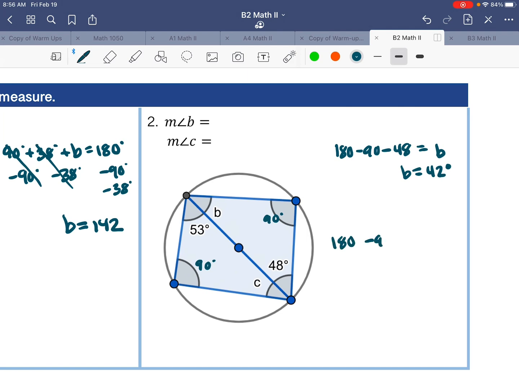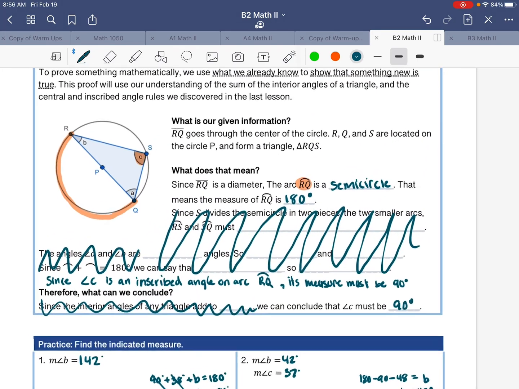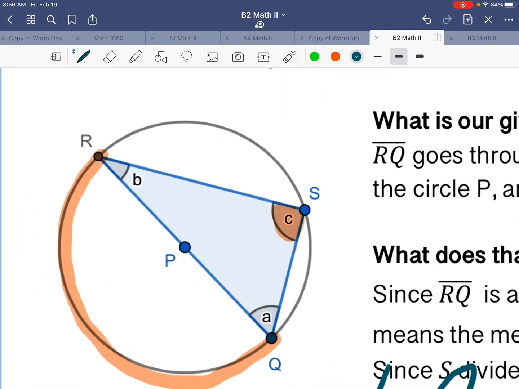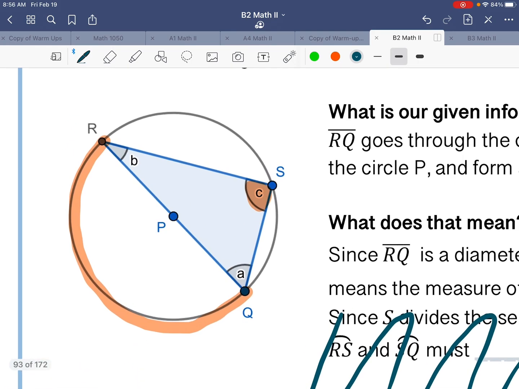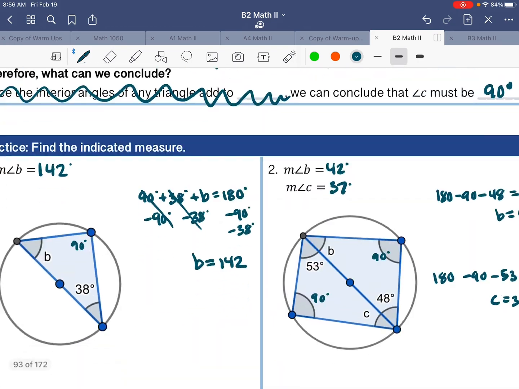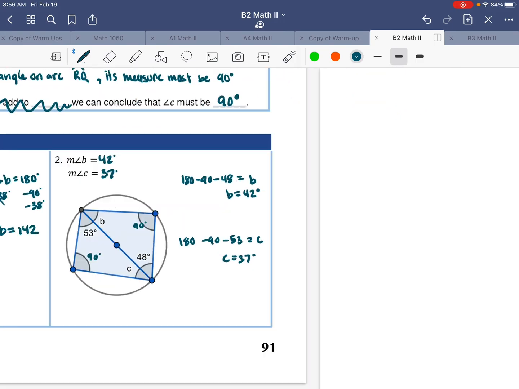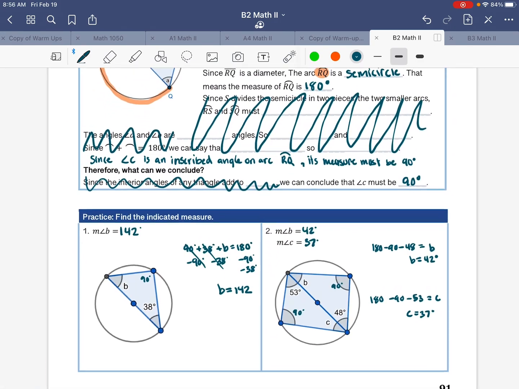And then the second triangle is the same. We do 180, take away 90, take away 53, equals C. And C must be 37 because of that math that we just did in our heads. 37 degrees, 42 degrees. So I'm sorry about the messy part here, but all we're using is the fact that if a triangle has one of its sides going through the center of the circle, then the opposite angle would be 90 degrees. So it's a right triangle, and we use that fact twice in these problems. And that's all I have for you today.